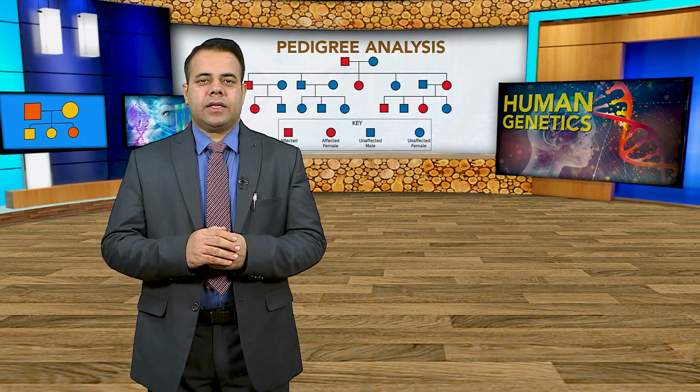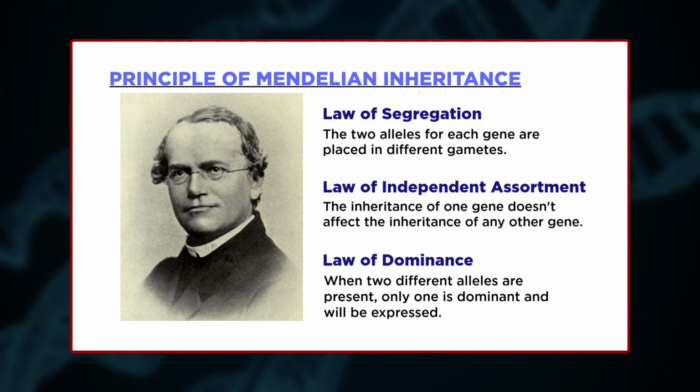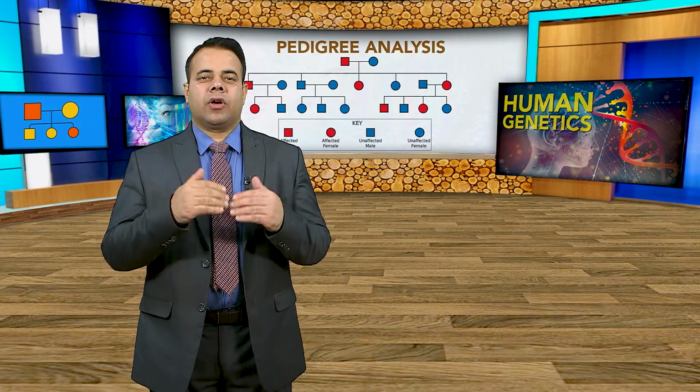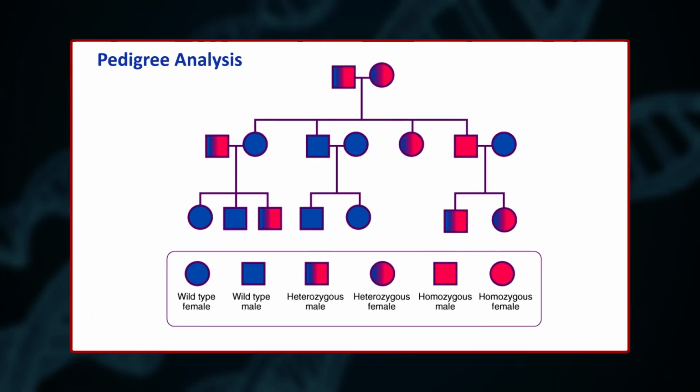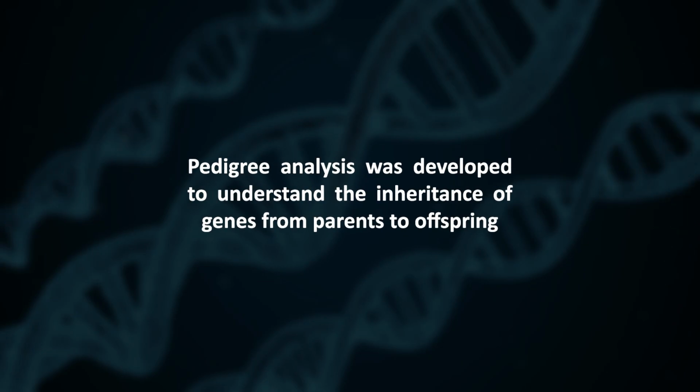Dear students, let's start with the introduction first. Gregor John Mendel worked on the principles of inheritance in genetics a long time ago. His work helped to understand the fundamentals of genetics and inheritance patterns in living organisms. Later, scientists developed another approach to help us understand the inheritance of genes in living organisms from parents to offspring. This approach is known as pedigree analysis. Pedigree analysis was developed to understand the inheritance of genes from parents to the offspring.